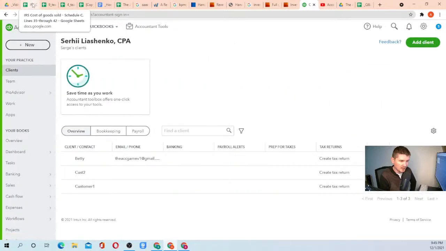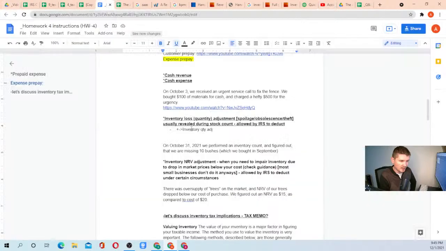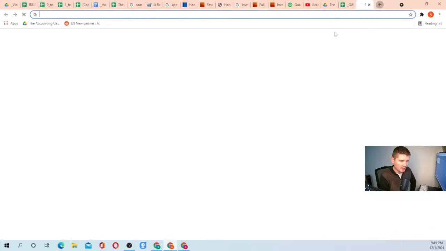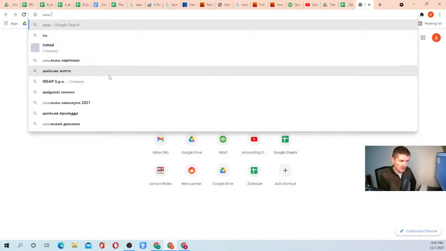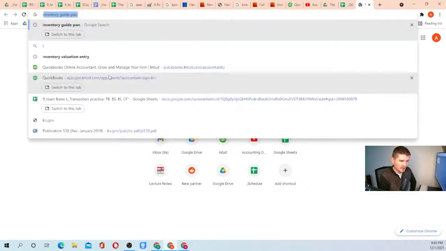Quality adjustment is not easy, or NRV adjustment, the situation where your inventory loses value. But let's go back to IRS for a minute. IRS publication.